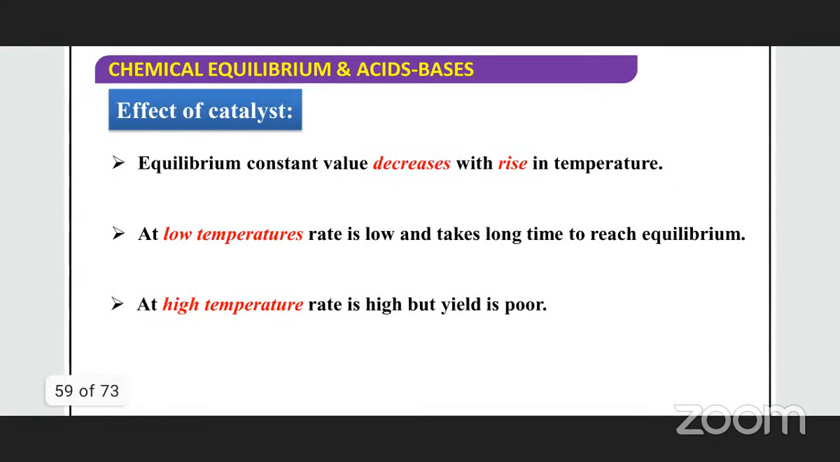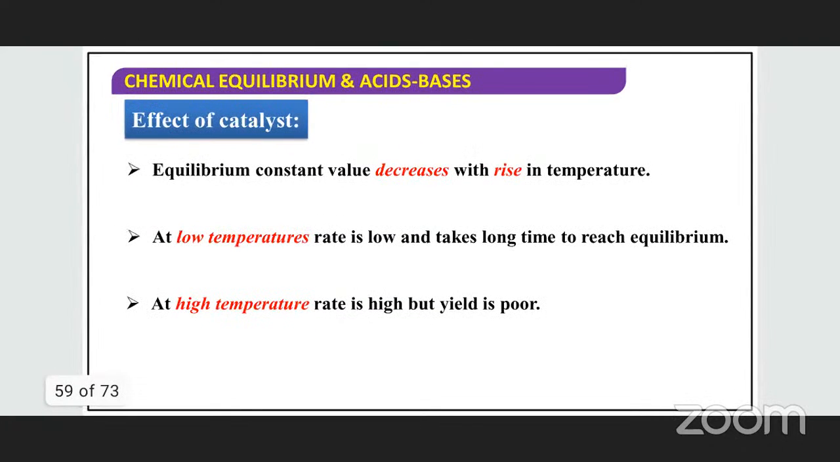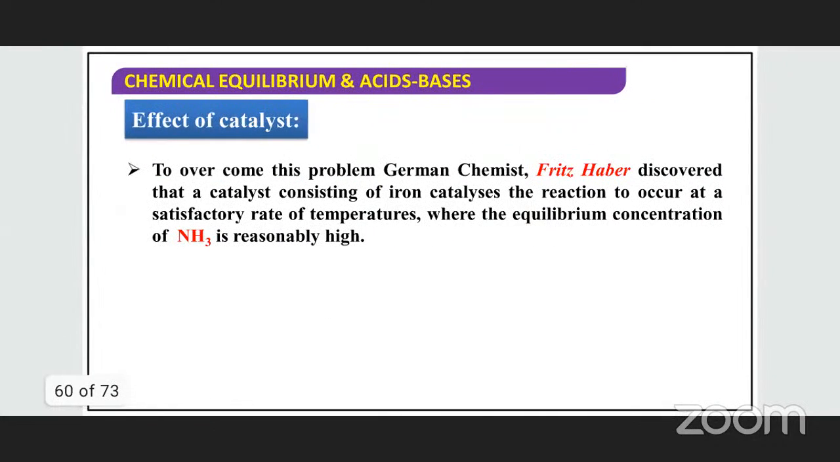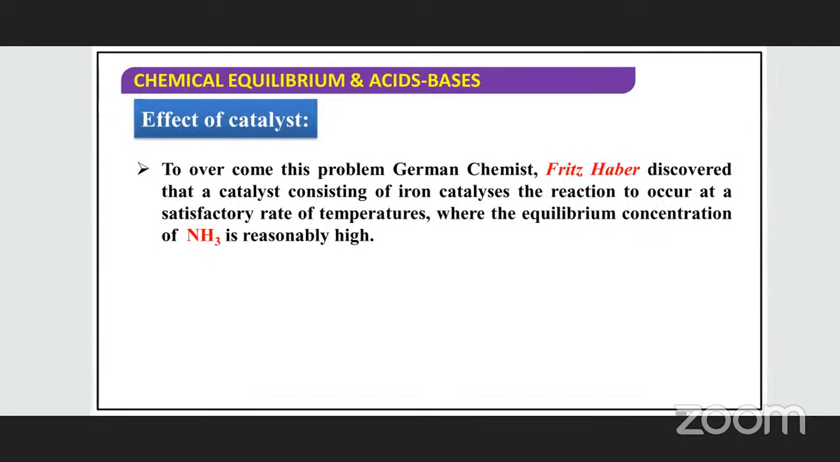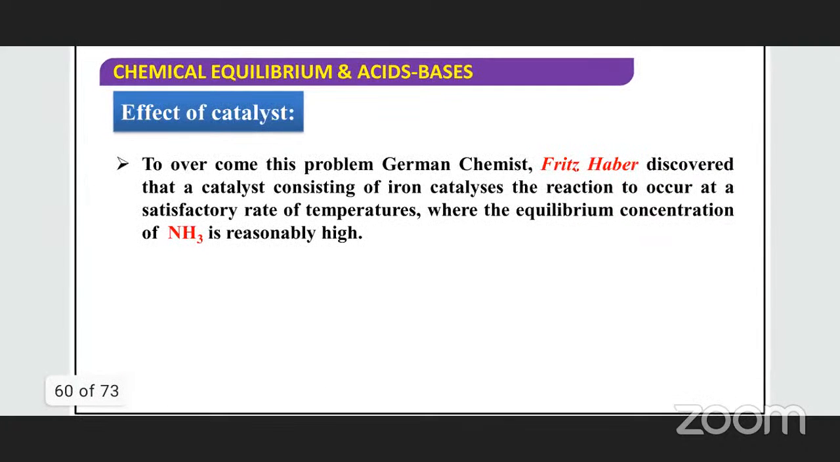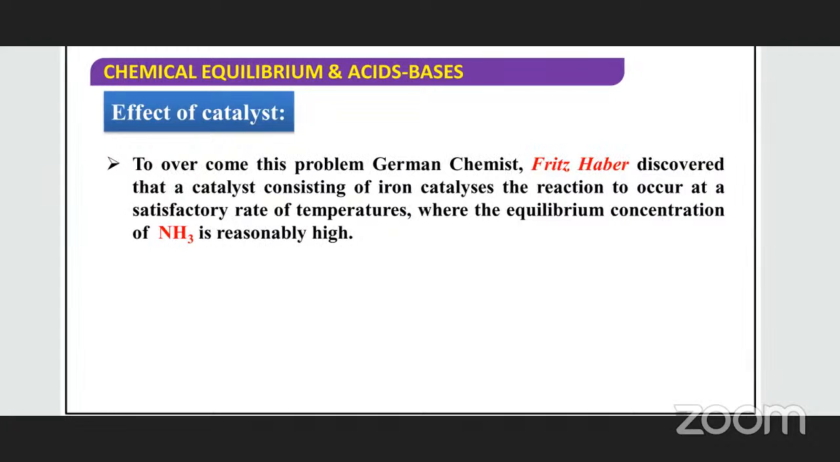Equilibrium constant value decreases with rise in temperature. At low temperature, the rate is low and it takes a long time to reach equilibrium. At high temperature, the rate is high but the yield is poor. To overcome this problem, the German chemist Haber discovered that a catalyst consisting of iron catalyzes the reaction to occur at a satisfactory rate at a temperature where the equilibrium concentration of NH3 is reasonably high.